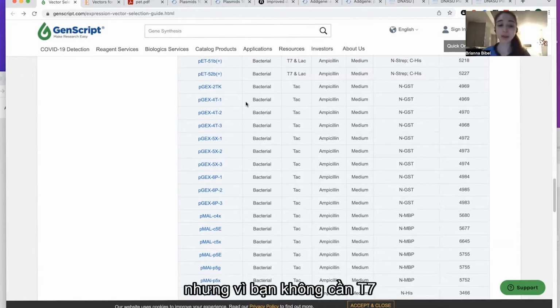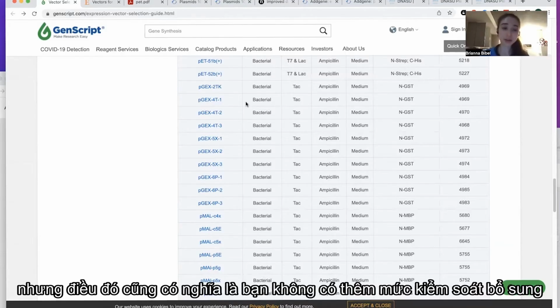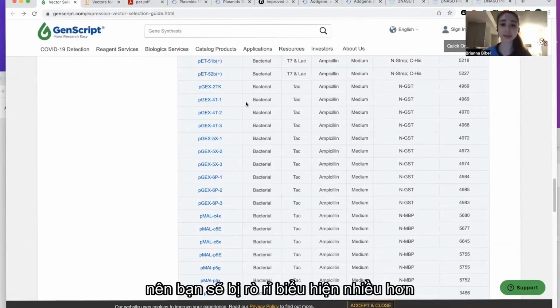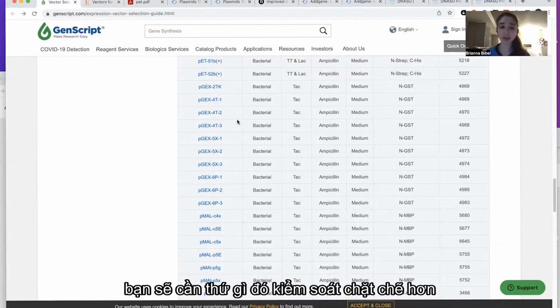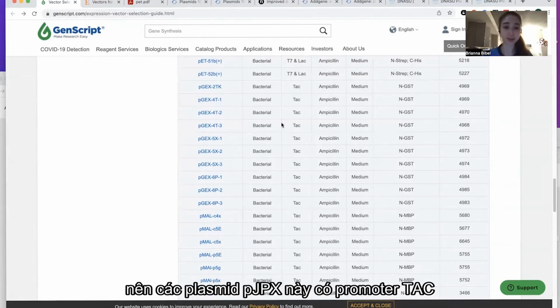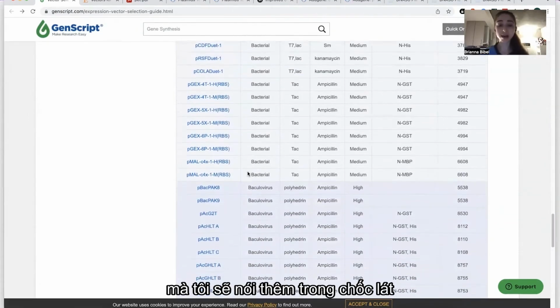inducibility. But because you don't need the T7, you don't have to have special cells that have the T7, but that also means that you don't get that extra level of control. So you're going to get some more leakiness of the expression. So it's not good if you have something that has toxicity to the cells. You want something with a tighter control. But yeah, so these pGEX-1s have this tac promoter, which I'll talk about more in a minute.